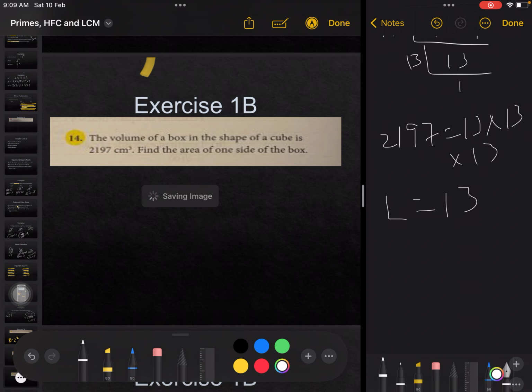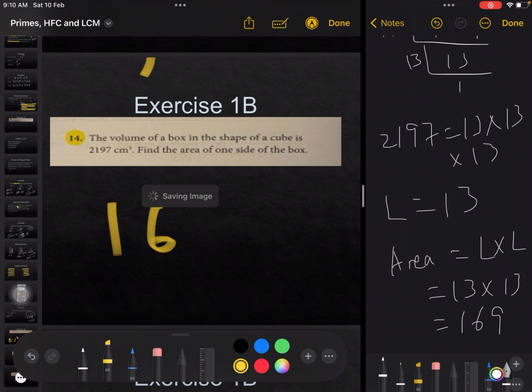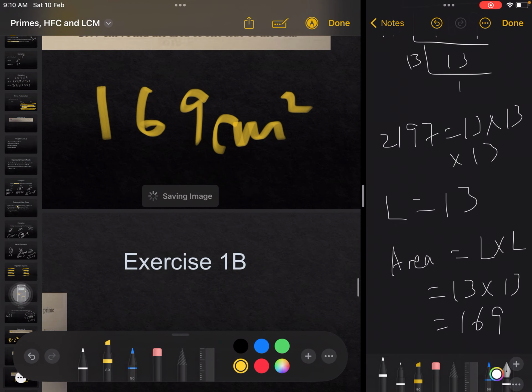So find the area of one side. Area equals length times length, so 13 times 13 equals 169. So the answer for this question will be 169 cm square. Okay, one more example here.